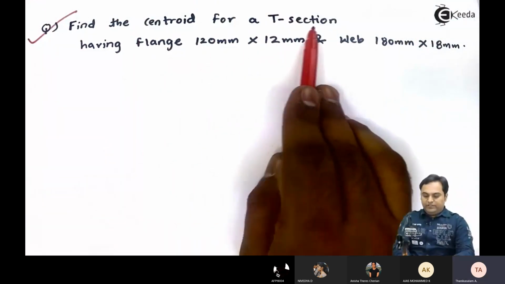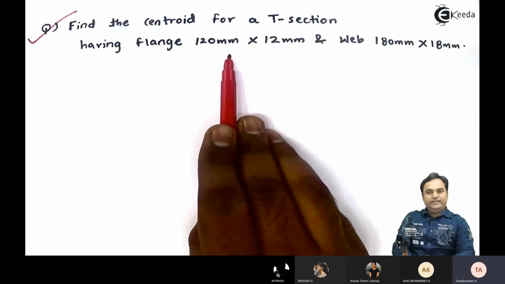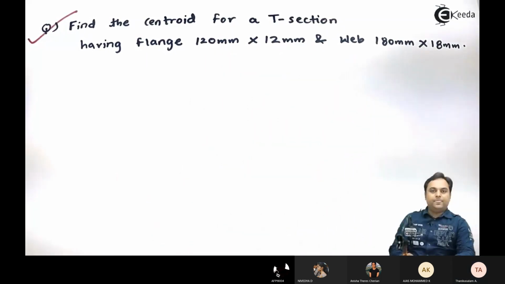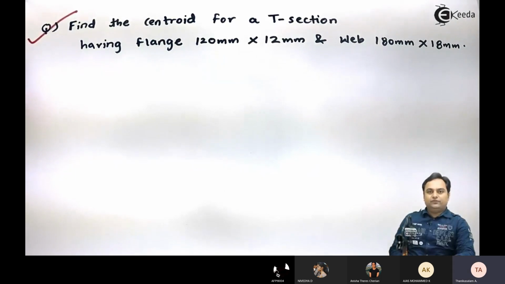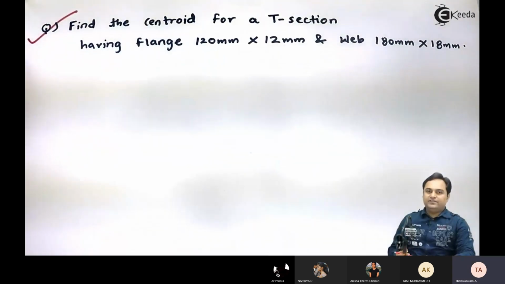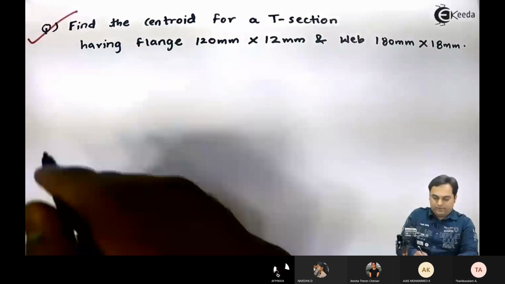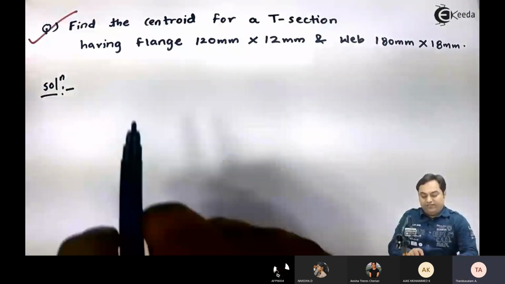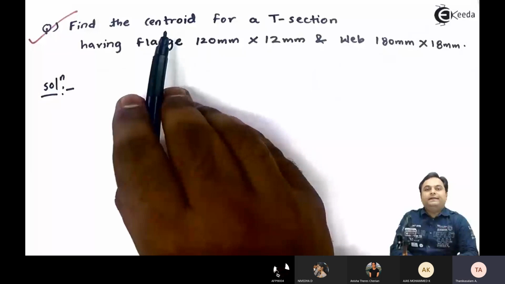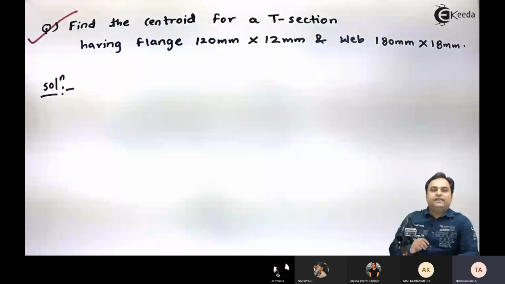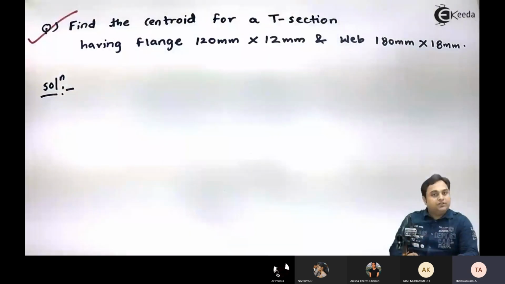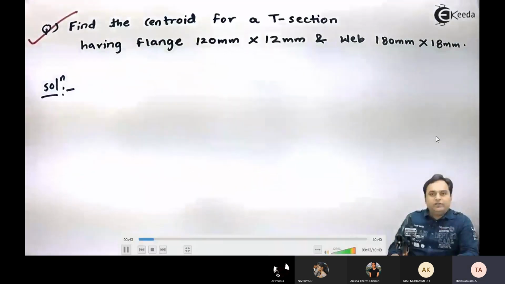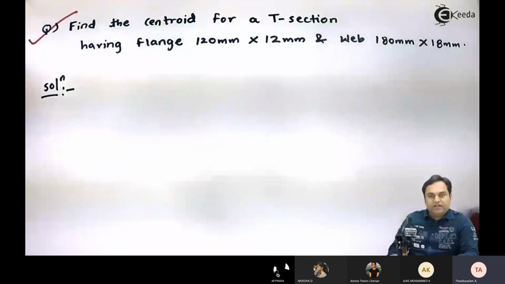Find the centroid for a T section having flange 120 and web 180 mm. Now this is the question in front of us. Let us try to find the solution. Here we have to find out the centroid. Then we have to calculate what are the values of x bar and y bar.